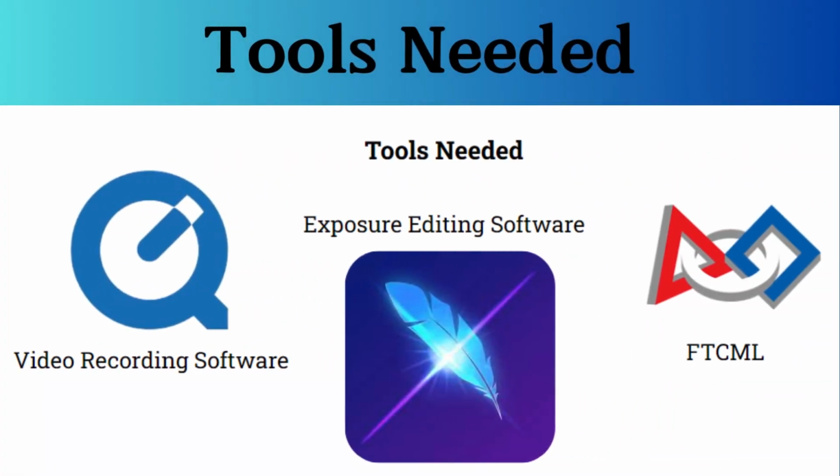Here are some of the tools you will need to actually train your model. The first thing you will need is any video recording software such as QuickTime Player. The next thing you will need is any editing software in which you can edit the exposure of your videos. And finally, the last thing you will need is the FTCML toolchain, or the First Tech Challenge machine learning toolchain. And this is what we actually use to label and train our models.